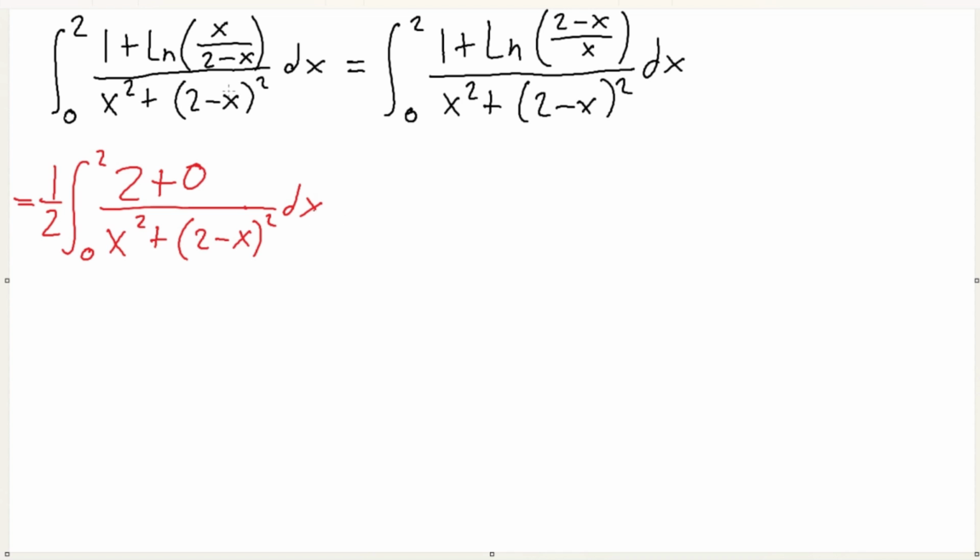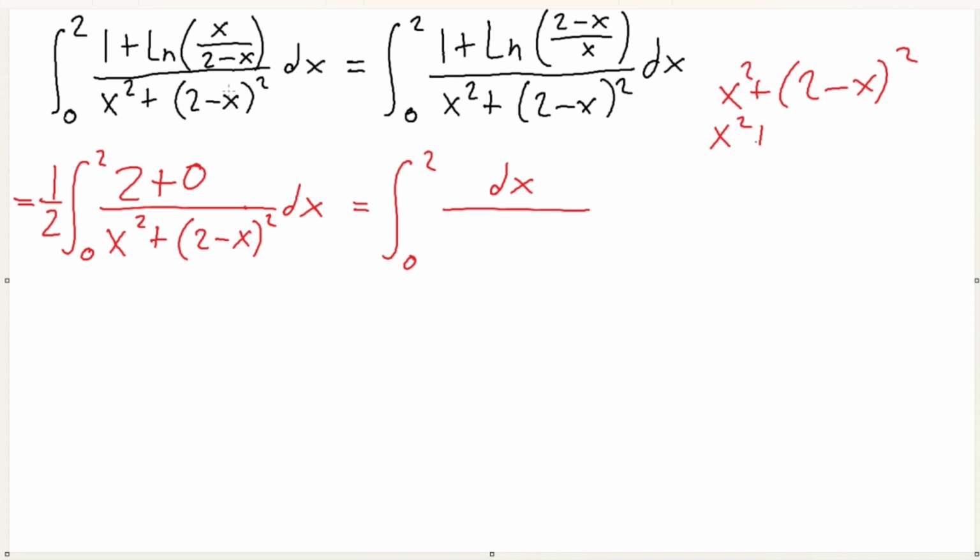So what we technically have, from 0 to 2, is x squared plus 2 minus x squared. We could actually go ahead and simplify this. Now that we have an elementary integral, this is x squared plus x squared minus 4x plus 4. So I'm going to factor out the 2: x squared minus 2x plus 2.